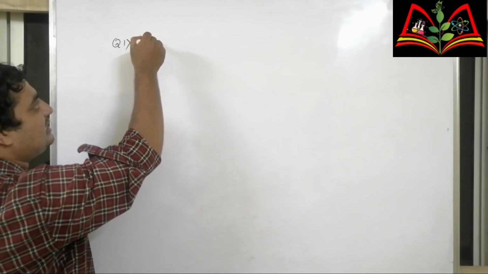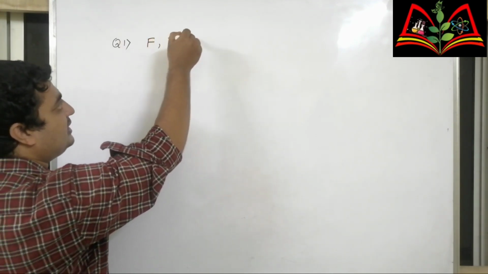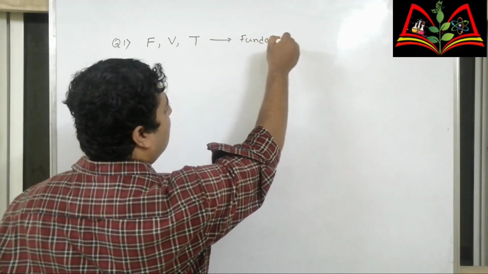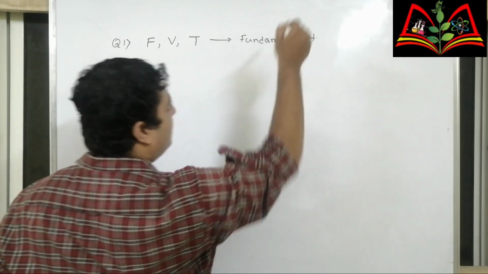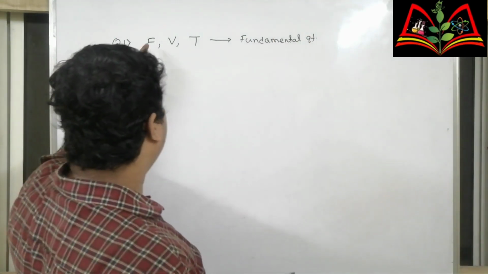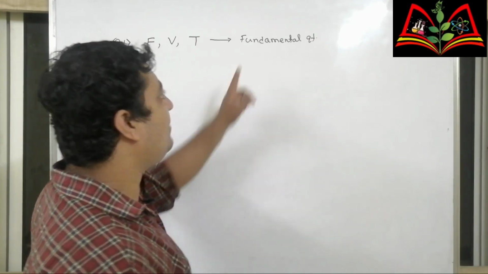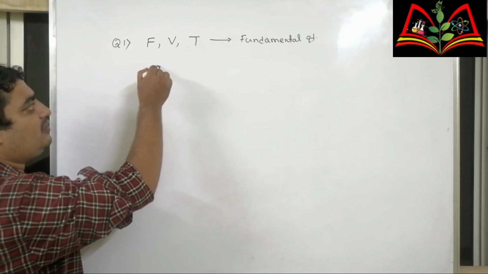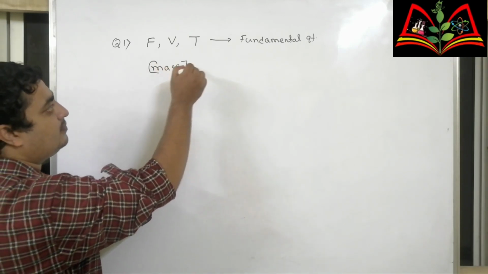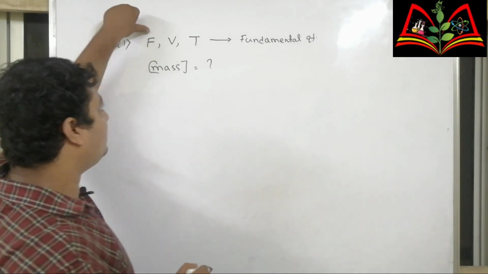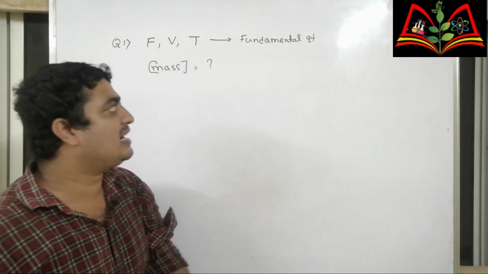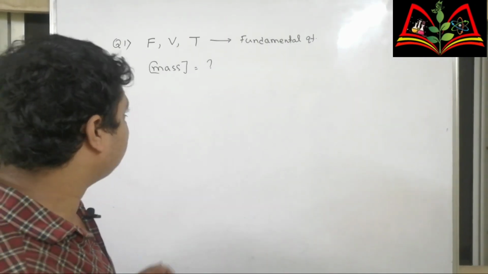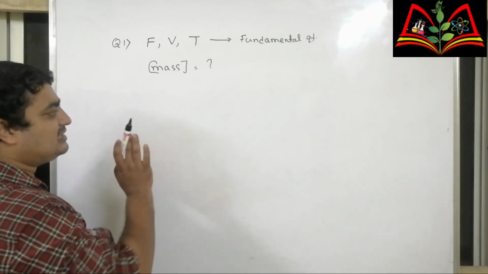The question is that force, velocity and time are taken as fundamental quantities. We define a system where force, velocity and time are the fundamental quantities. Then what will be the dimension of mass? If in a system force, velocity and time are defined as fundamental quantities, then what will be the dimension of mass? Now, here there are some methods.